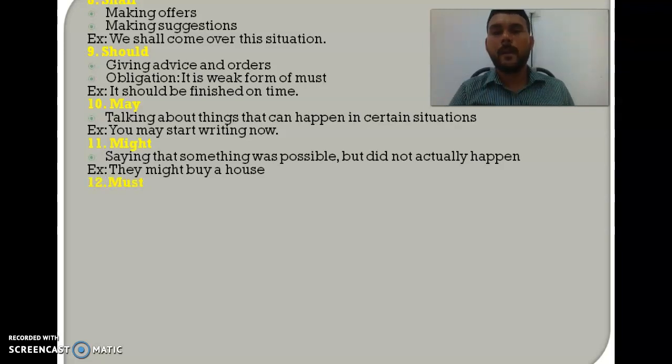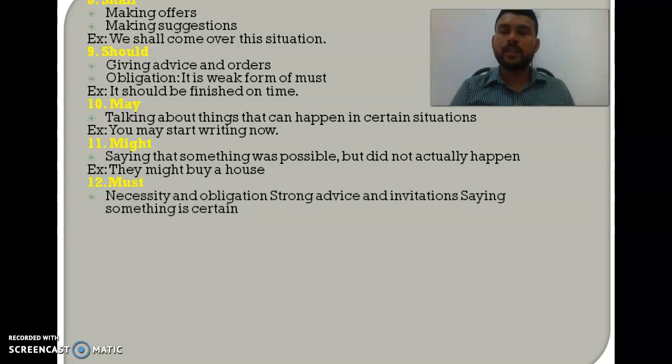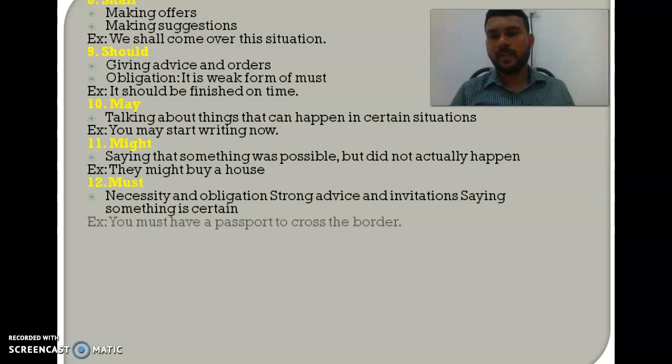The next auxiliary verb is must. It is the high peak word to the helping verb should. So there is a necessity and obligation, strong advice, saying something must happen. For example, you must have a passport to cross the border. If I tell you, you should have a passport to cross the border, there is another way that you can cross the border without a passport. If I tell you, you must have a passport to cross the border, there is no other option unless you have a proper passport to cross it.